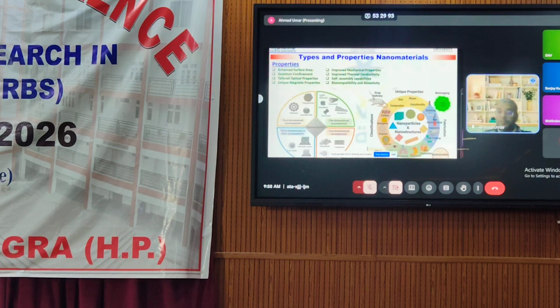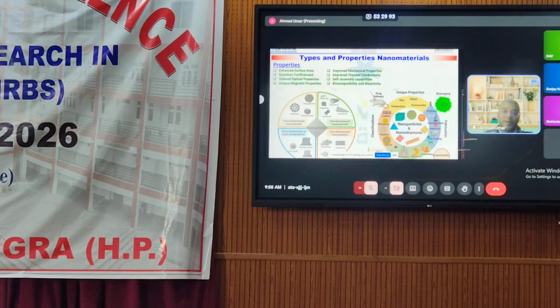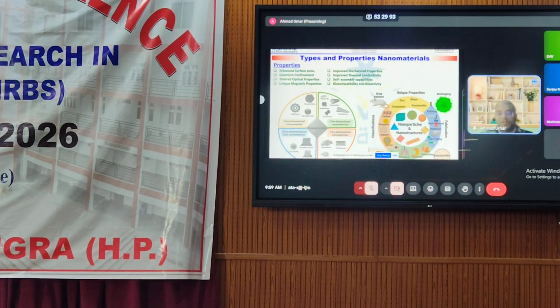Another type is the two-dimensional nanomaterial. If a material is grown in two directions, for example along two crystal phases, it is a two-dimensional nanomaterial. And a three-dimensional nanomaterial is a material grown in a three-dimensional morphology, such as nanoballs, core-shell structures, arch-like structures, and different hierarchical structures.